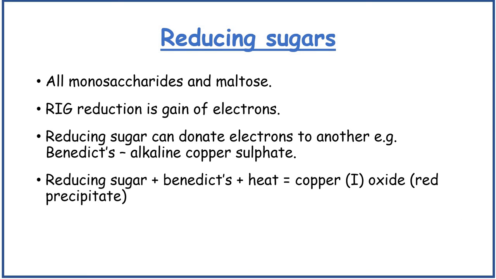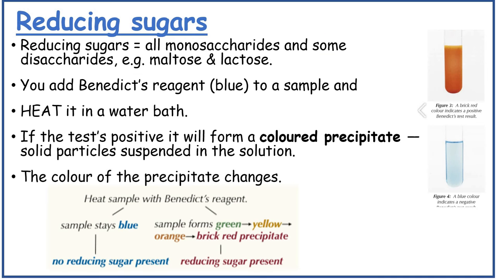So, reducing sugars. All monosaccharides and maltose are reducing sugars. And reduction is gain of electrons. So, reducing sugars can donate electrons to other things, like Benedict's, which is alkaline copper sulfate. So, the reducing sugar plus Benedict's plus heat equals copper oxide, which is a red precipitate. So it's that red precipitate that gives it its positive brick red colour. As I said, reducing sugars are all monosaccharides and some disaccharides like maltose and lactose.